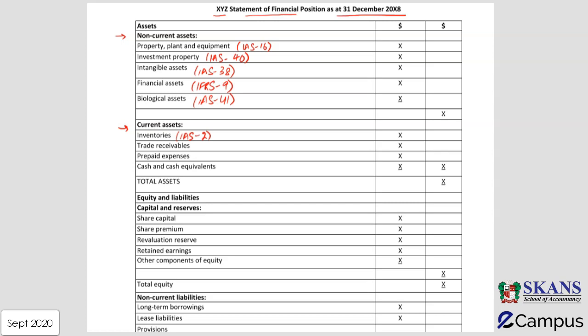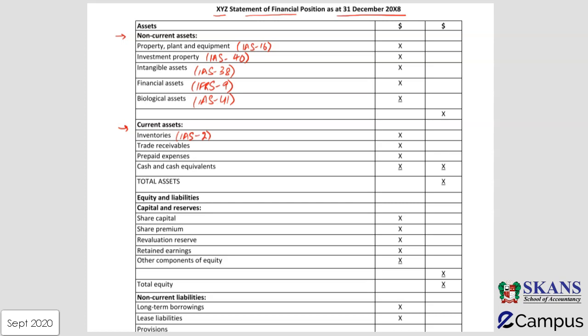Then we have trade receivables. The accounting or impairment of trade receivables is calculated as per IFRS 9 Financial Instruments, but that portion is not in our financial reporting exam. Then we have prepaid expenses. So any payments made in advance are also our assets. And then we have cash and cash equivalents. So bank balance is also included in this. So these are the total assets.